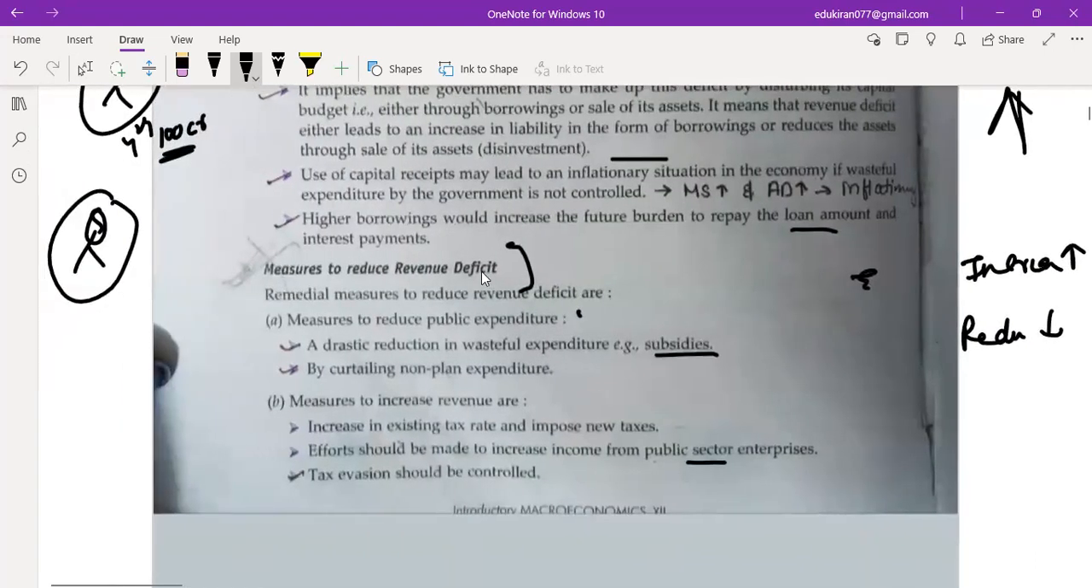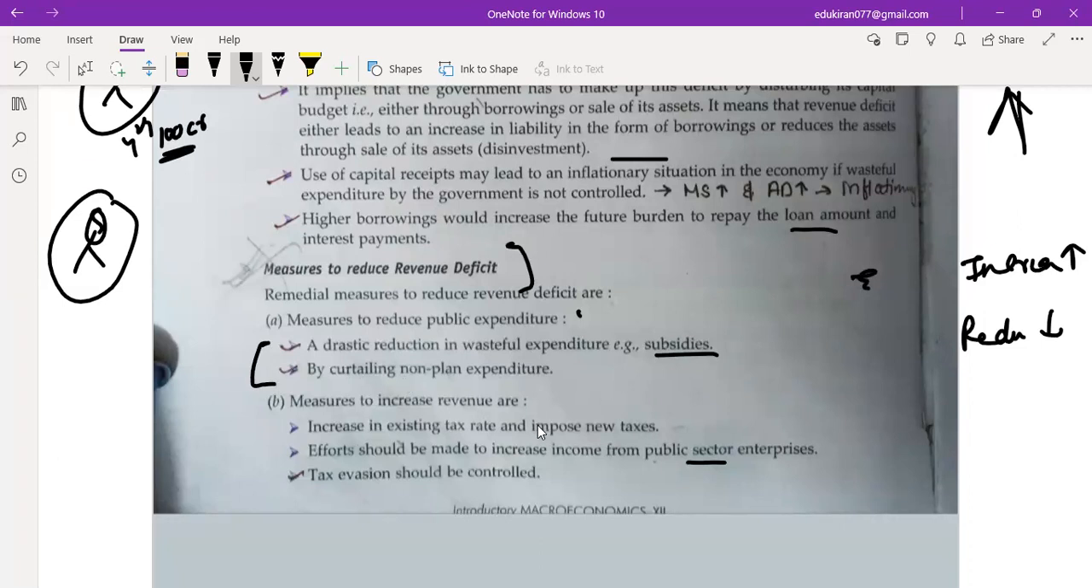So similarly, if the government wants to come up with this deficit, the government has two options. First, reduce the public expenditure. Whatever subsidies the government was giving, stop them. Plus whatever money the government was giving on non-plan expenditure, stop them. Curtail them, means stop them. This is how they can reduce their expenditure.